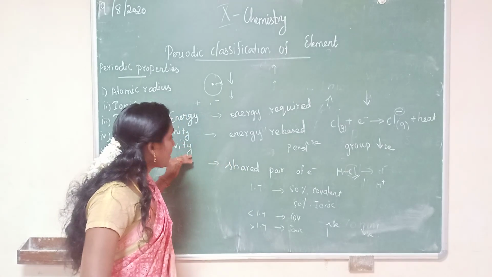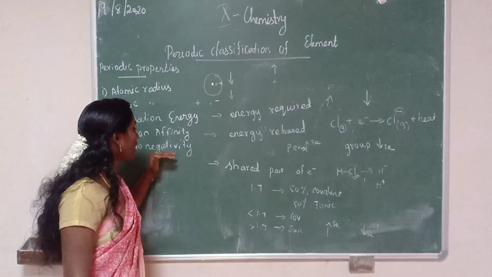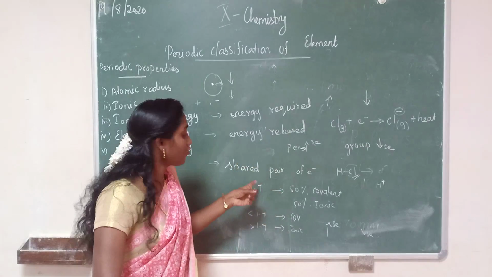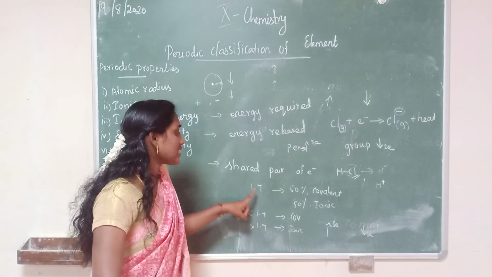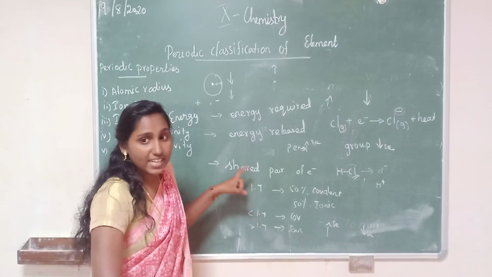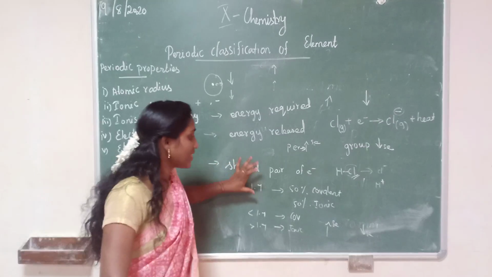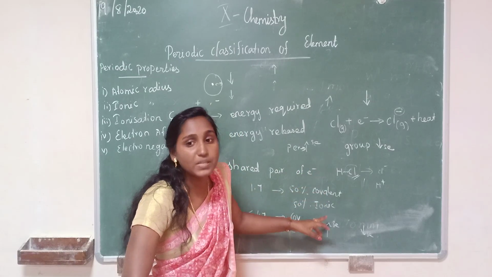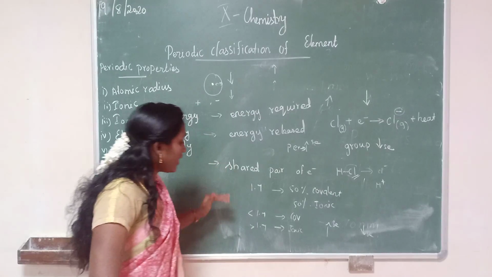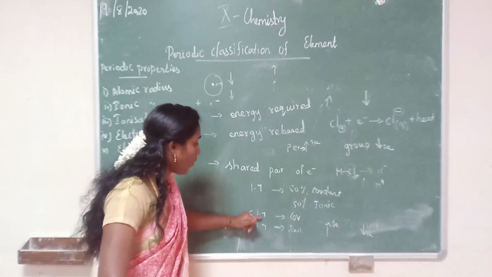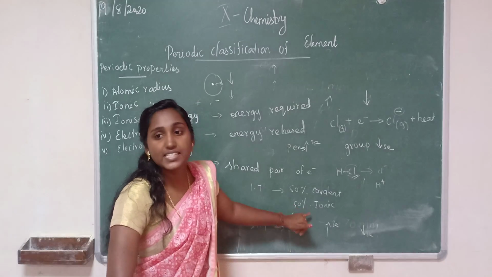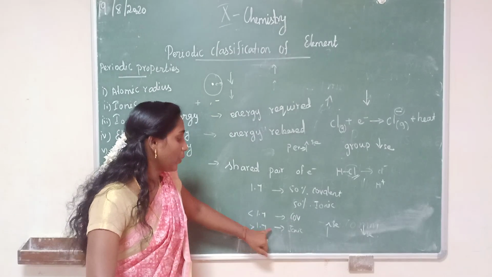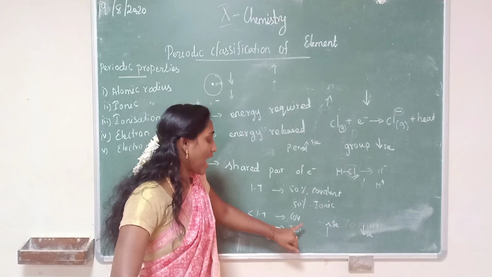The Pauling scale is used to determine electronegativity. If the difference in electronegativity of two atoms is 1.7, the bond has 50% covalent character and 50% ionic character. If the value is less than 1.7, the bond is considered covalent in nature. If it is greater than 1.7, the bond is considered ionic.